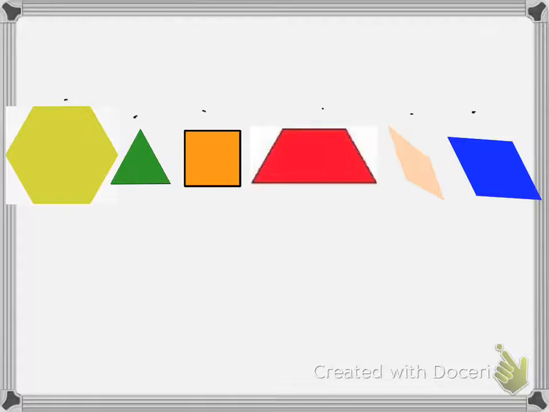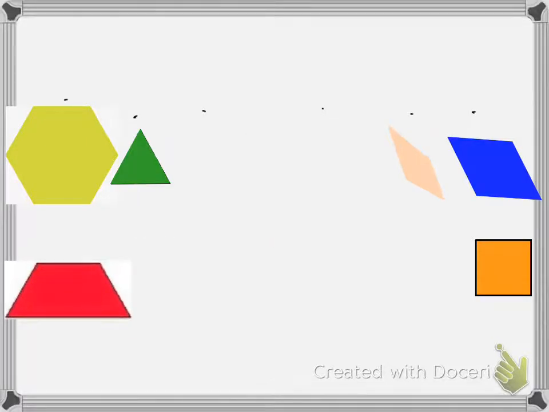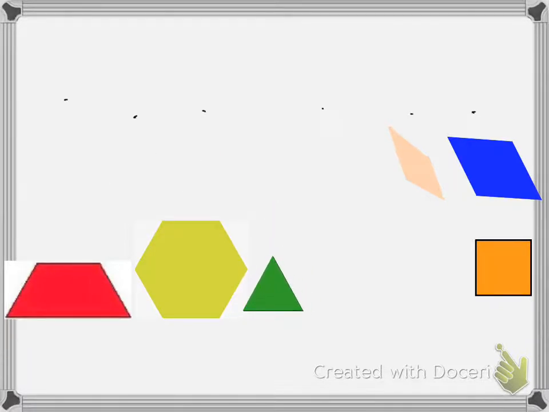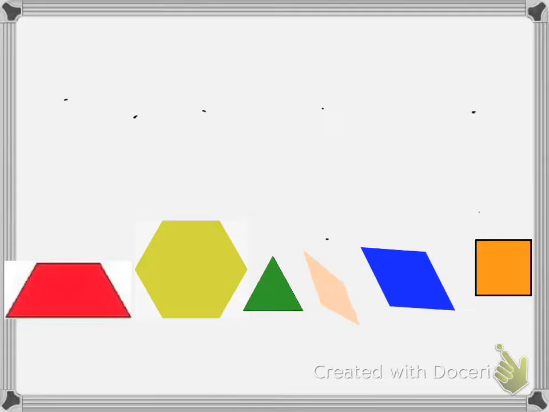All right, so let's make this into a new order. Let's pick up the orange pattern block and we'll make it sixth. And we'll take the red pattern block and make it first. Then we'll take the yellow pattern block and make it second. The green pattern block will be third. The tan pattern block will be fourth. And the blue pattern block will be fifth.